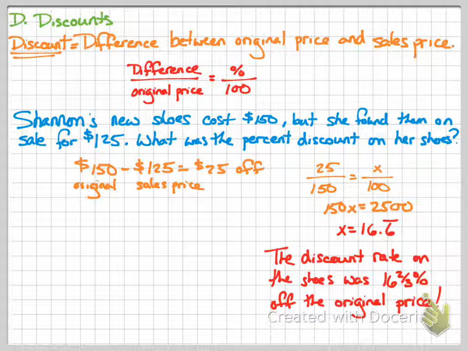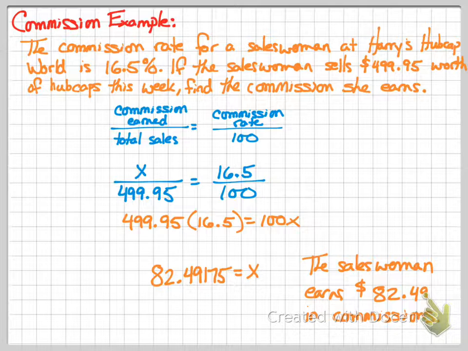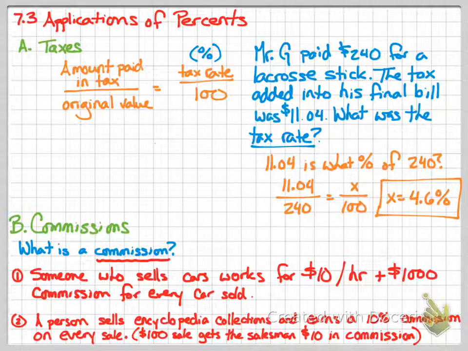You have two different types here: discounts and percent increase and decrease. They're kind of the same idea, remember? Change over the original equals percent out of 100. And then taxes and commissions. Kind of the same thing. The amount that you pay in commissions or tax over the original price of whatever it is that you're buying or selling equals a percent out of 100.